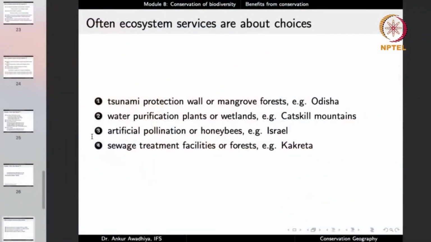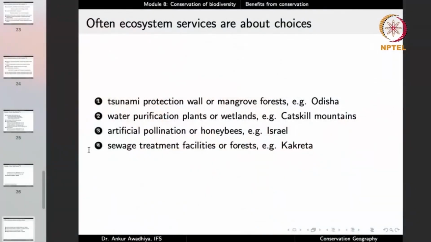Similarly, we can either do artificial pollination or we can make use of honeybees. Now, in the case of well-functioning ecosystems, we already get the pollinators for free. Whereas in countries like Israel, now people are developing systems to rear these insects, to rear honeybees and other bees to be used for pollination.